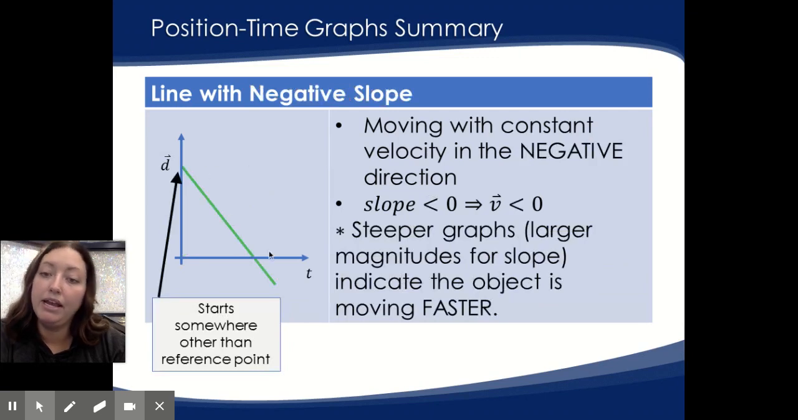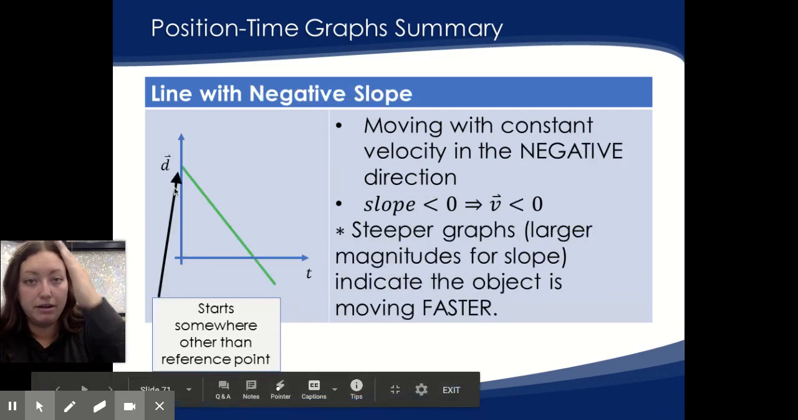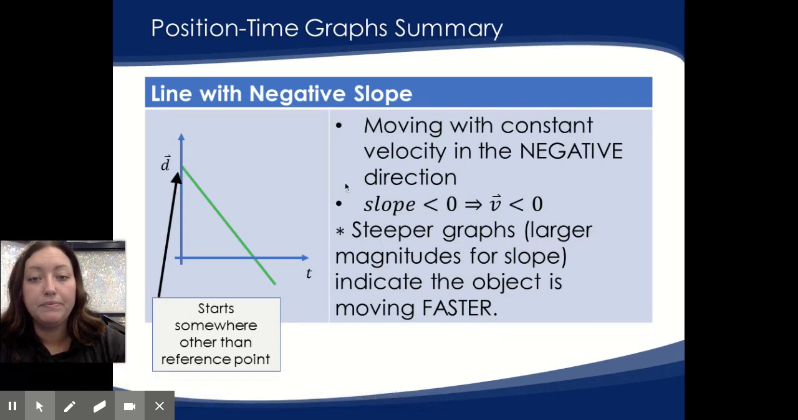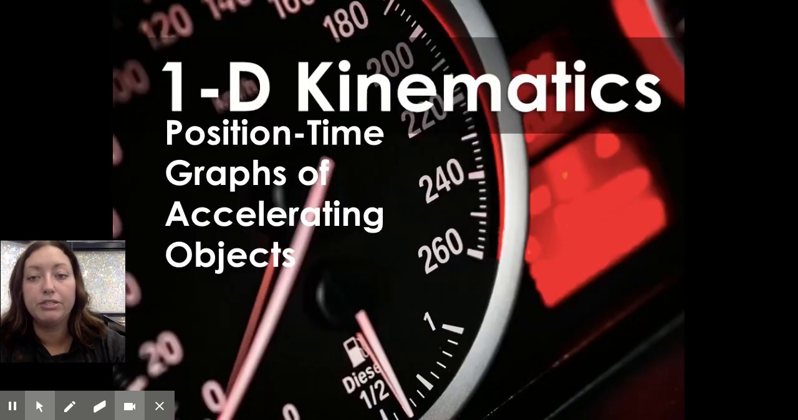And then if you have a negative slope, so your line is starting at a higher position and coming back down, that means you're changing directions, okay? So it doesn't mean that you are going slower. It just means that you're turning around. You're going the opposite direction. All right, so the last thing to talk about here is going to be the position-time graphs of accelerating objects.